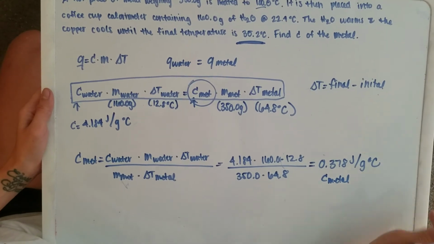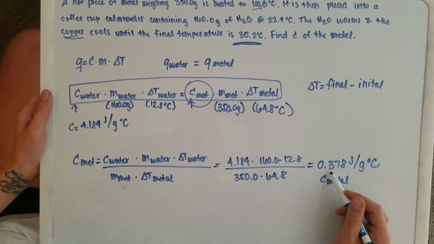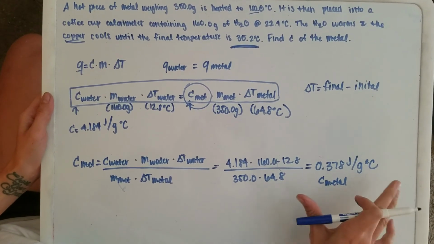And it tells you to identify it, but it tells you in the problem that it's copper. But you can go to a specific heat table and find this number and find out that it's copper.